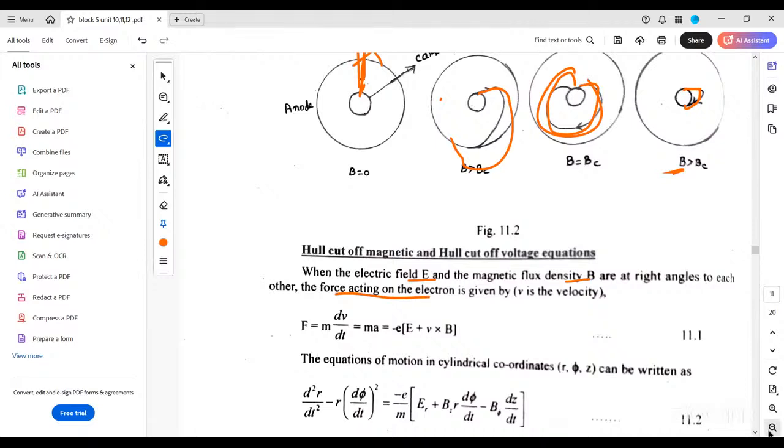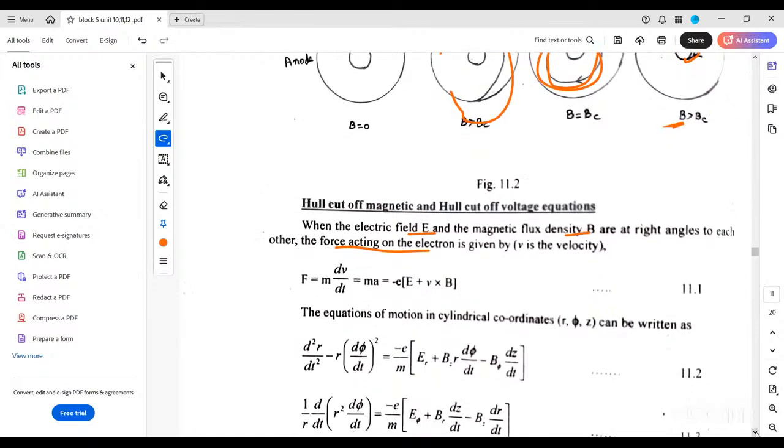First, we have F equal to MA. A is written as dV by dt. This MA is written as minus E times (E plus V cross B): electric field plus velocity cross magnetic flux density.